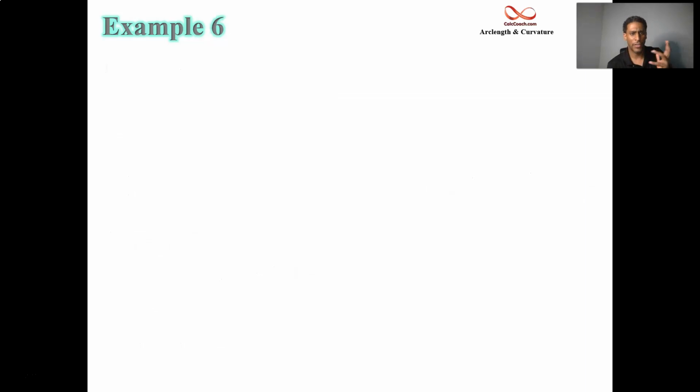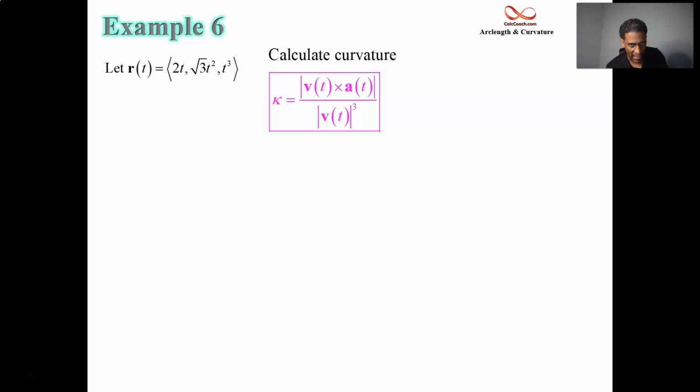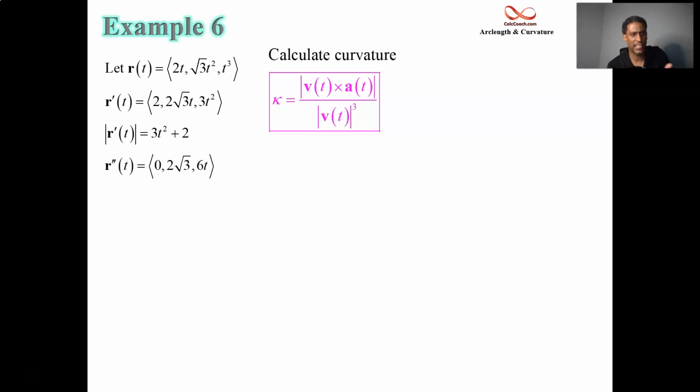Okay, so let's go back to the one that we couldn't do any other kind of way. We tried it with the definition. We tried it with the first formula on T. It just didn't work out. Now let's try it using our velocity cross acceleration formula. The derivative would be 2, 2 root 3t, and 3t squared. We found out that the magnitude was 3t squared plus 2 when we were doing arc length a few videos back. That's the speed. The second derivative would be 0, then 2 root 3, and then 6t.